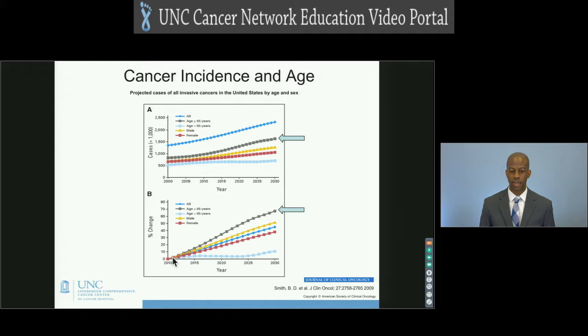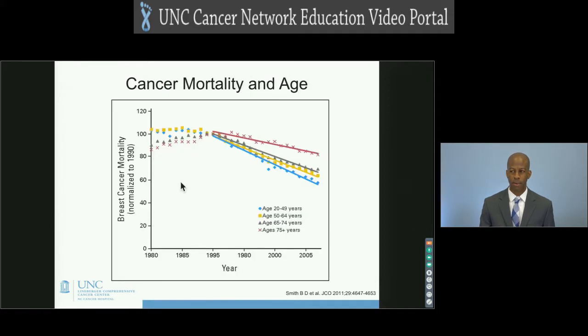Here's another way of looking at it. These, again, are projections between 2010 and 2030, and these are percentages. So the percentage increase is going to be pretty much in the older adult population, those over 65, whereas the younger adult population pretty much remains flat.